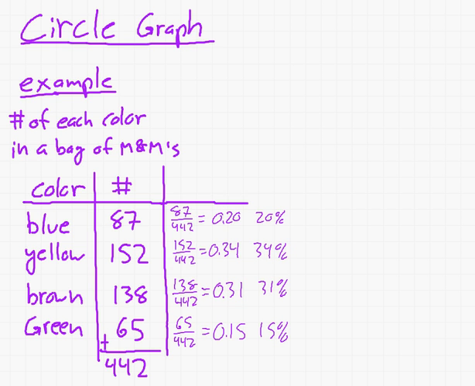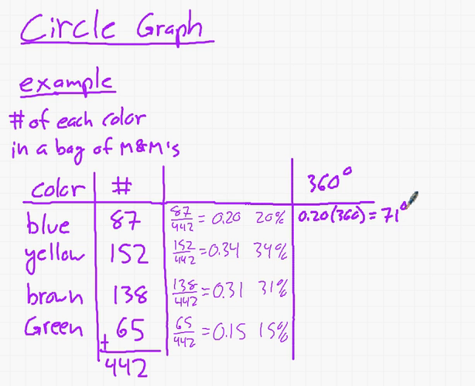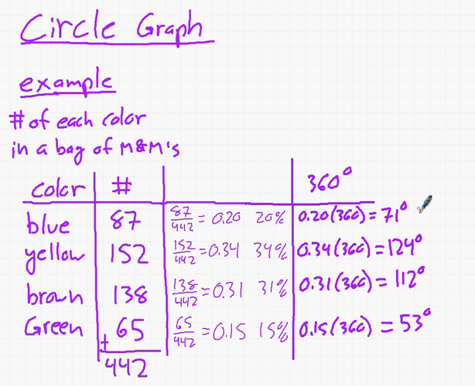And now what we can do is take these percentages and say, well, those percentages will tell us out of 360 degrees what each part of the circle should be. So what we'll do is we'll go 0.20 times 360, and that tells us that that first part is going to be 71 degrees in the circle, right? And then we're going to do the same thing with the rest, looking something like this. So now we have the number of degrees that we could draw each sector of the circle with.